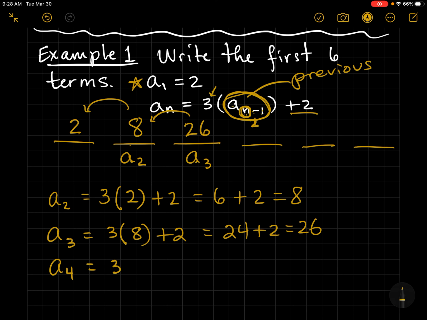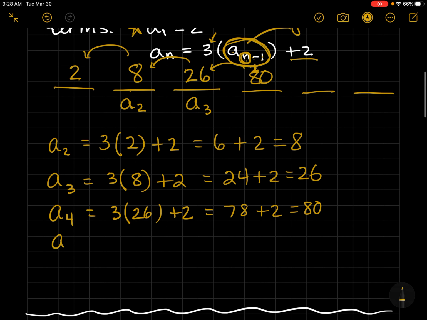So now I'm looking at 3 times what? The previous term, which is 26, plus 2. So that's going to be 78 plus 2 is 80. And now we're going to plug in 80. So for a sub 5, 3 times 80 plus 2, that's 240. And 2 gives me 242.